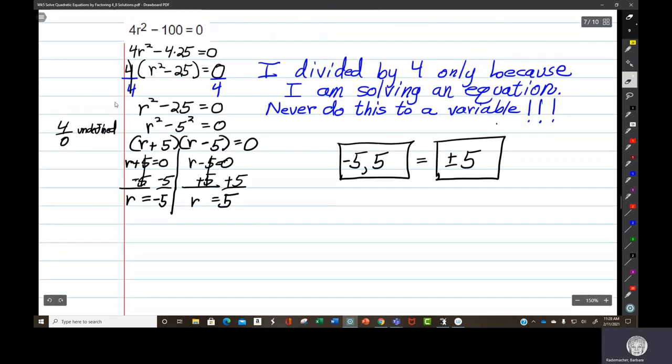Now you might be asking yourself, but what happened to the four? The four is just a number. We need what r equals. So in a way, we're clearing away the fluff when we cancel out the four, getting down to the real stuff.